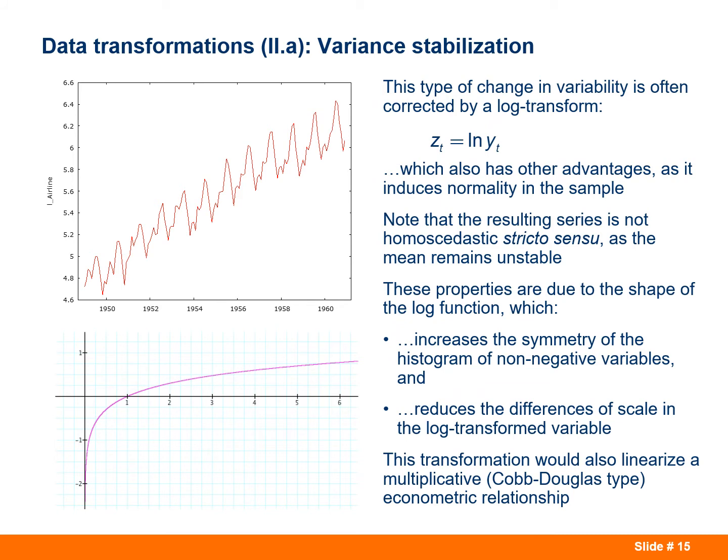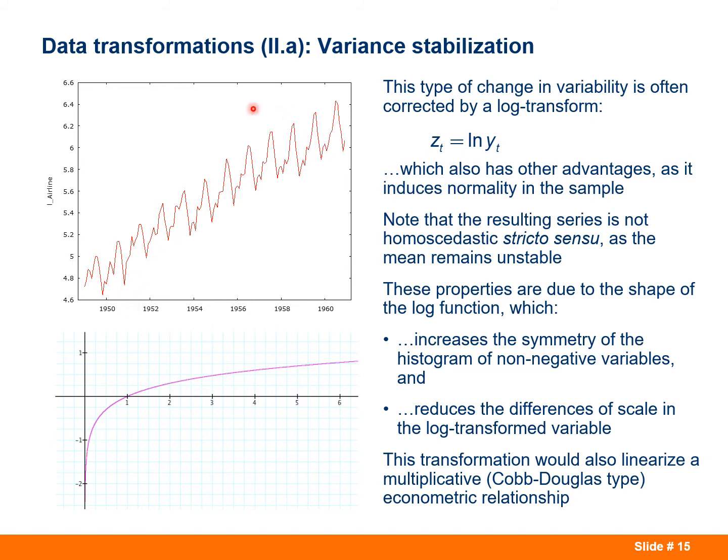This type of change in the variability is often corrected by the log transformation. So if the original data is y sub t, we will work with z sub t, which is the log of y sub t. Log stands for the Neperian log. This transformation also has other advantages that we have seen, as it induces normality in the sample and linearity in the relationships. Note that the transformed series that we see here is not homoscedastic stricto sensu, because the mean remains unstable, so the variance is not defined, but the variability is more or less stable and independent of the level of the series.